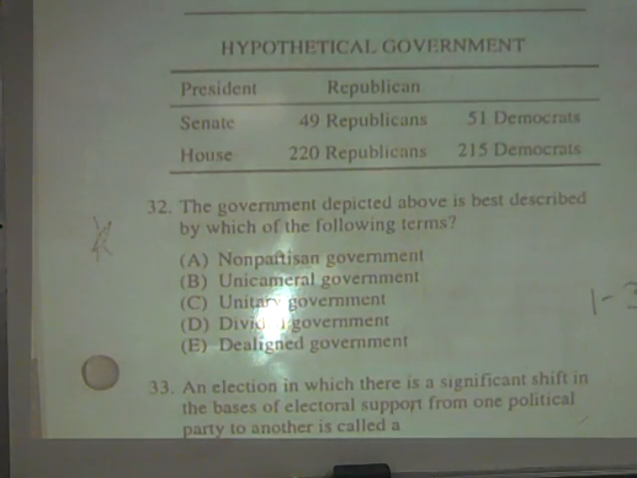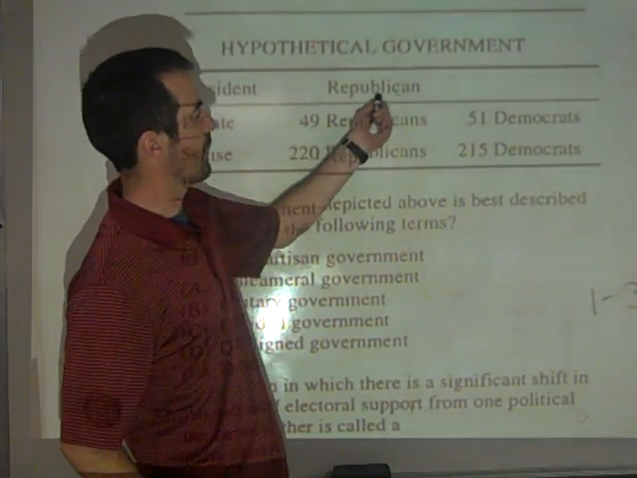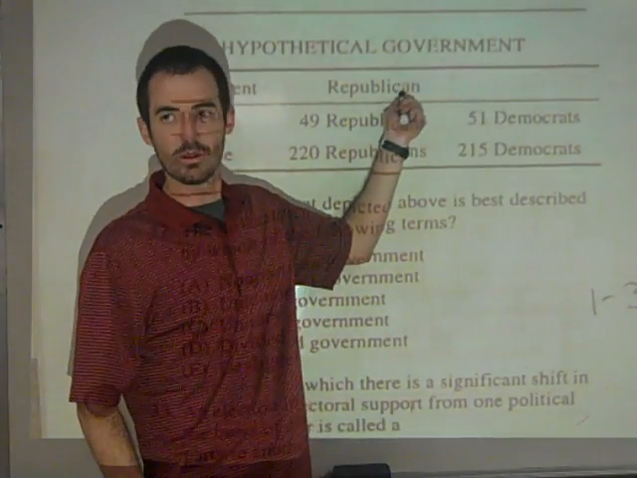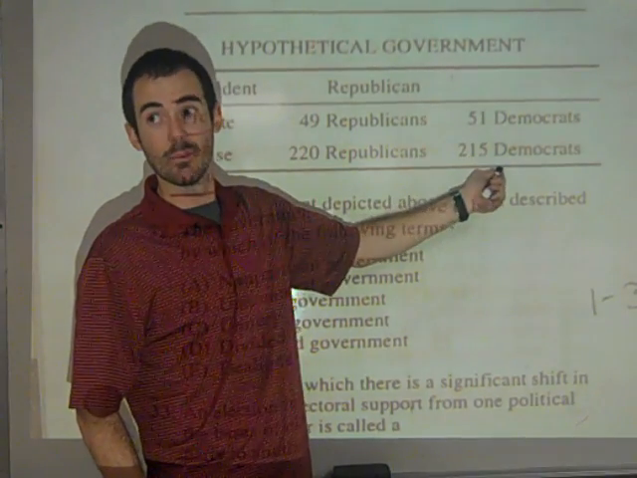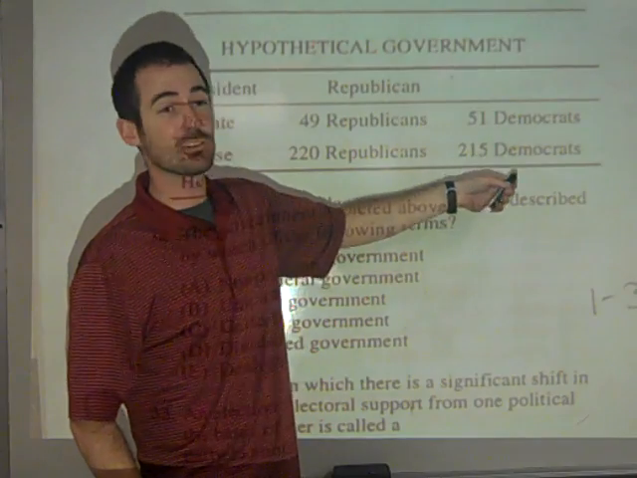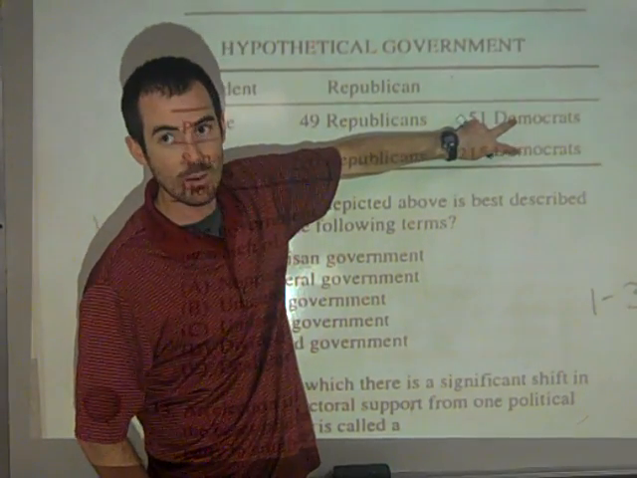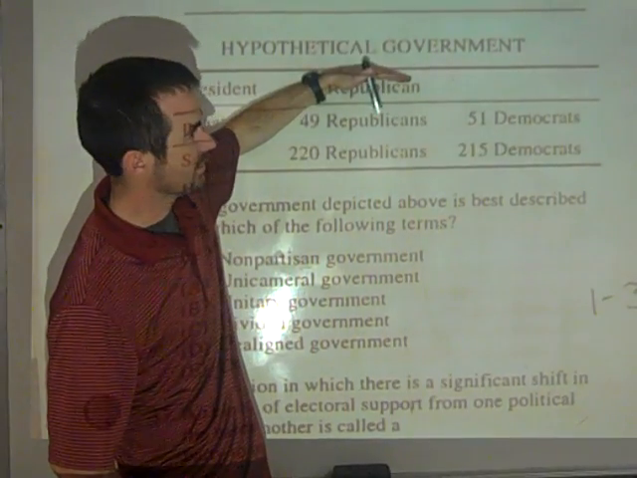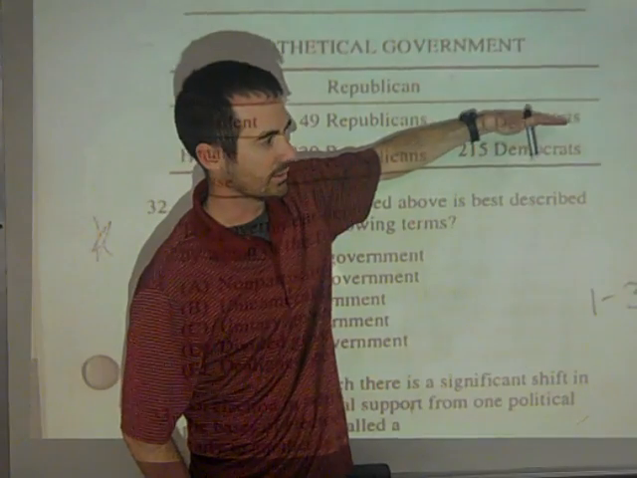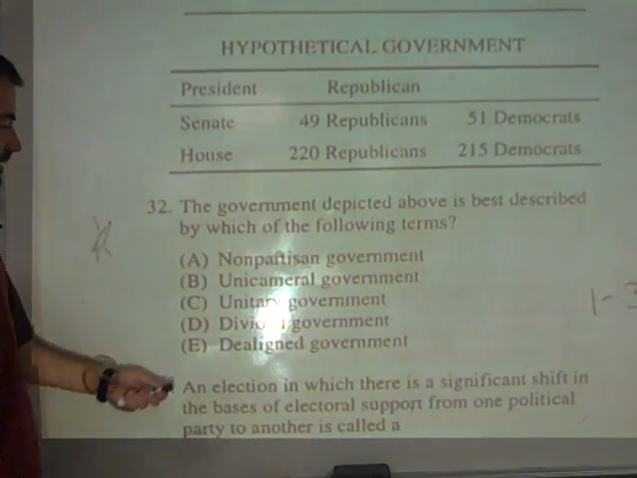So I bet the answer is divided government. We have a Republican president, and at least one of the chambers of Congress is held by the other party, Democrat. And I bet they're trying to trick me into saying, no, it's not divided, because divided means the chambers of Congress are split. That's not true. Divided means the president is from a different party than at least one of the chambers of Congress. All right? So the answer is divided government.